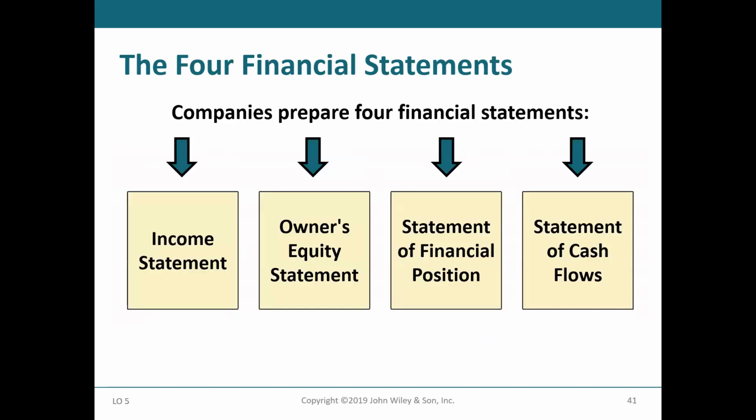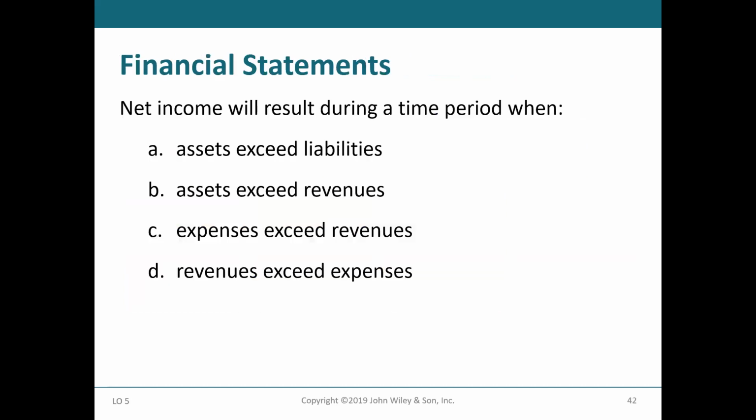Now let's go to the financial statements, the last learning objective of this chapter. We have 4 financial statements: income statement, owner's equity statement, statement of financial position, and statement of cash flows. Always remember that we have 4 financial statements. So what is the income statement? Let's go to the first one.